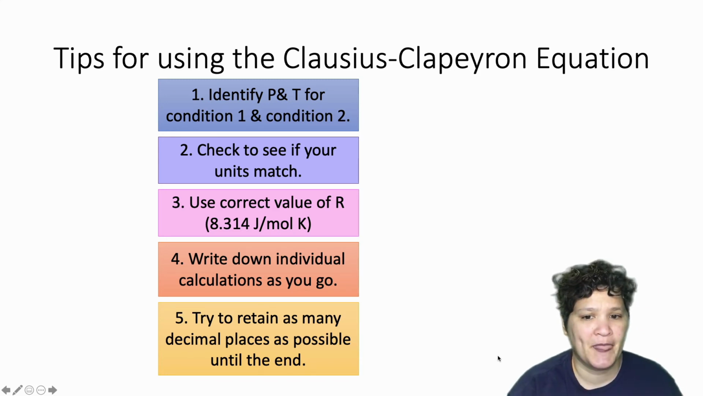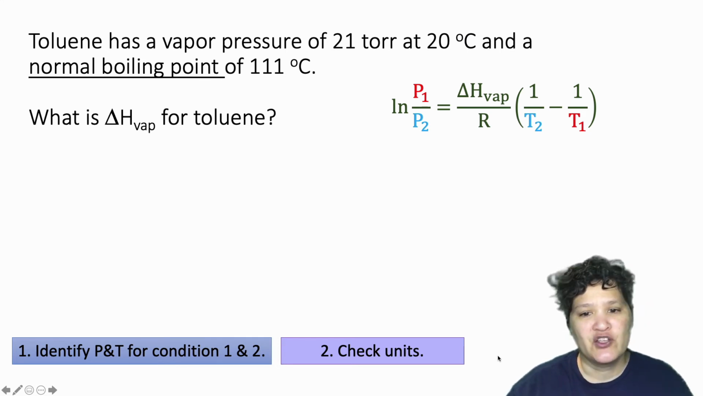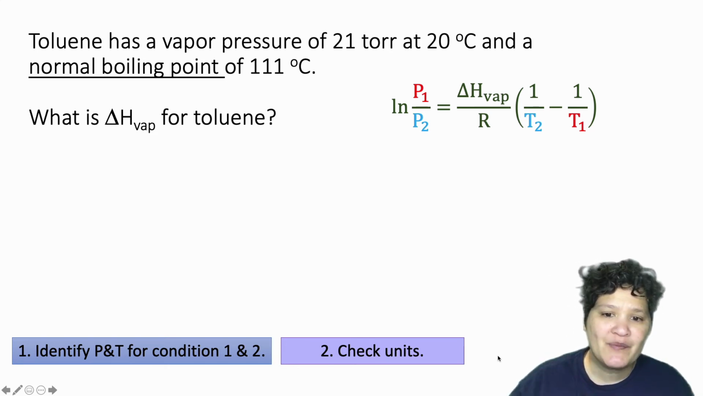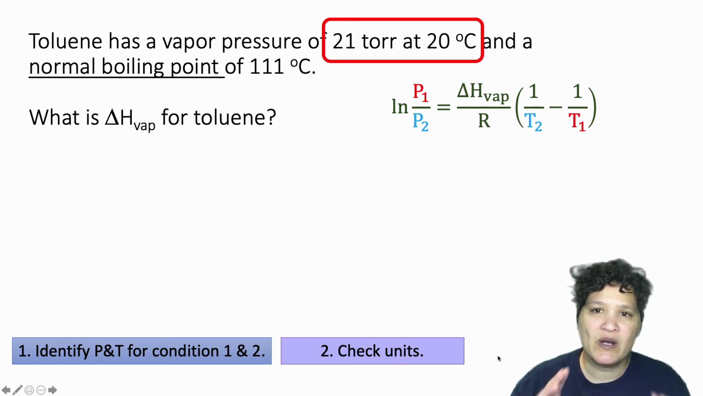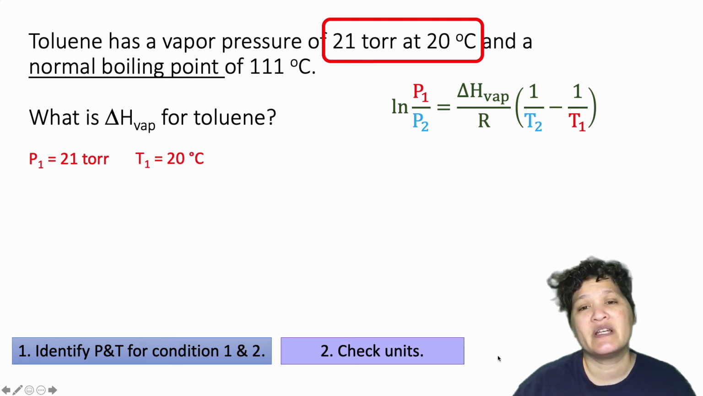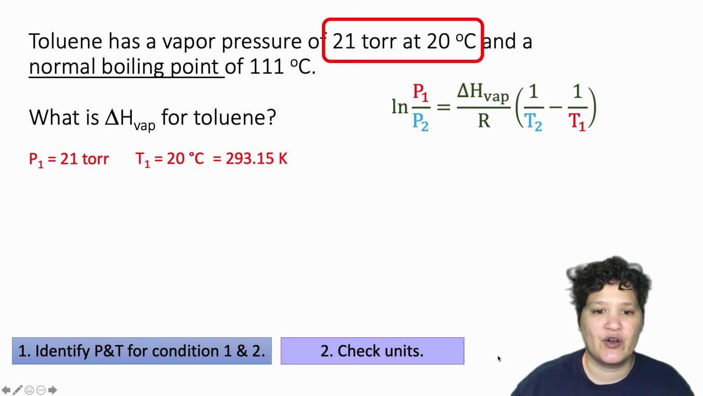Now let's apply them. Here's our first problem. We're solving for the heat of vaporization for toluene based on 2 sets of conditions. So let's identify which pressures and temperatures belong together. The problem says here that the vapor pressure at 20 degrees Celsius is 21 torr. That is one set of temperature and pressure, and I'm going to call that condition 1, which means that P1 is 21 torr and T1 is 20 degrees Celsius. Now, of course, we have to convert that to Kelvin. So here's T1 in Kelvin.